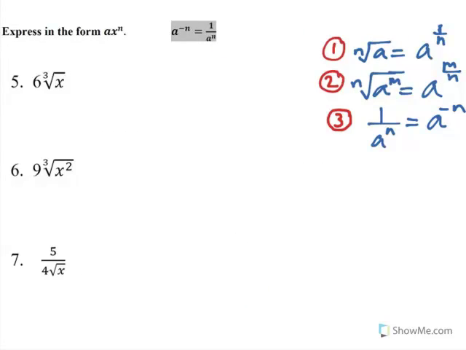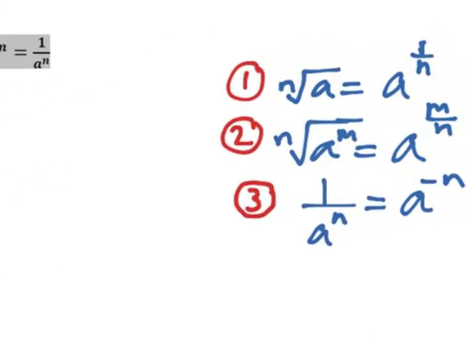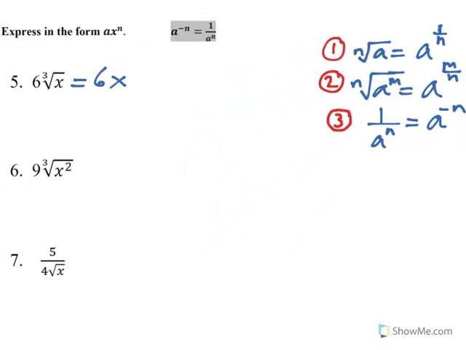In the next lot, you can see I've written down 3 rules on the right hand side to help us. The first one, it's 6 times the cube root of x. So based on rule number 1, n is 3. So it's x to the power of 1 over n, which means 1 over 3, x to the power of a third. And in its simplest form, we write it like that, 6x to the third. Okay?